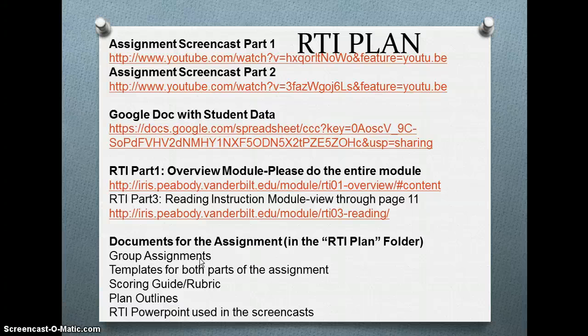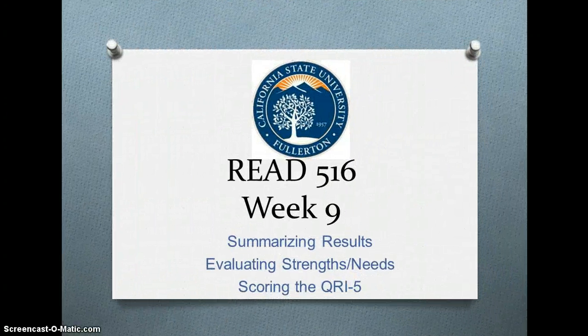There's also a scoring guide and a rubric, some plan outlines that were used in that RTI PowerPoint. So there are a lot of pieces to this assignment, but when you break it down, it's just a grid for each of your groups that you have compiled of your students for Tier 2 services, and then it is a grid that gives a rationale for why your team did what you did. So that is all I have as far as upcoming assignments.